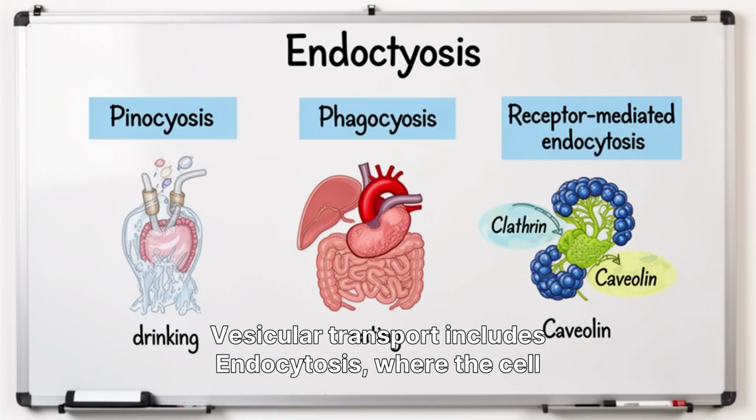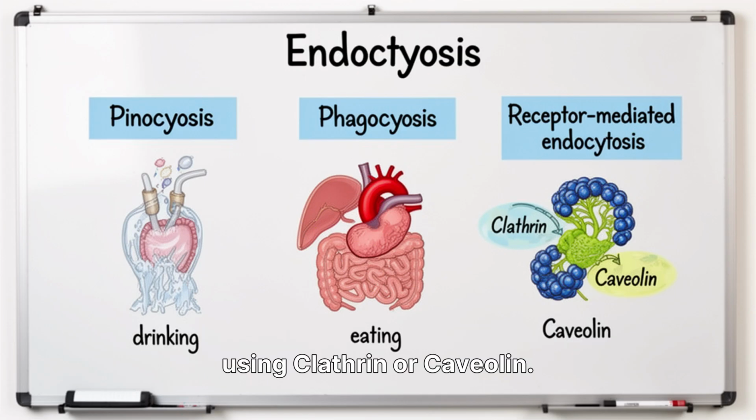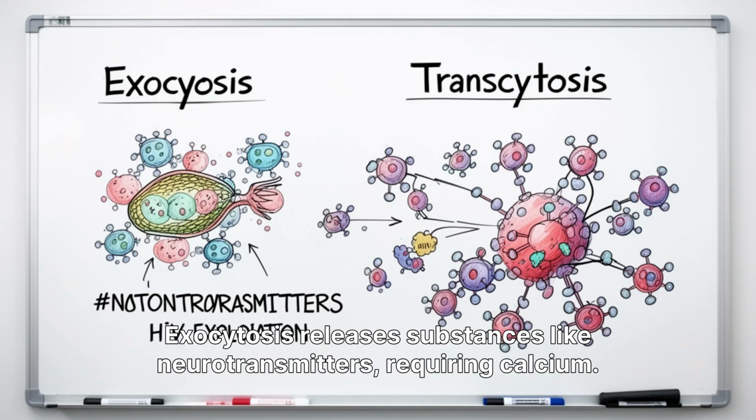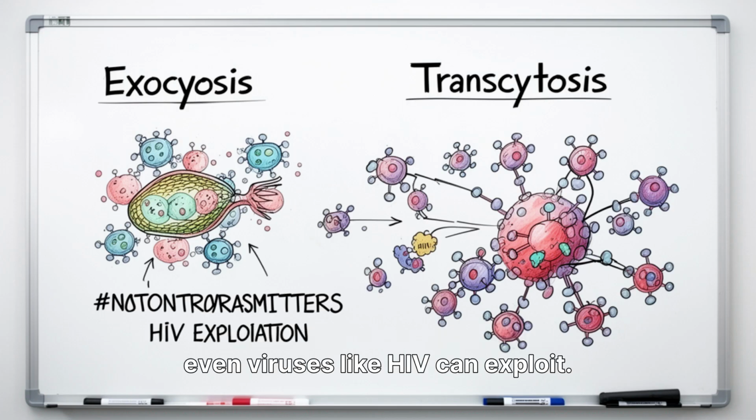Vesicular transport includes endocytosis, where the cell takes in substances. Types include pinocytosis, phagocytosis, and receptor-mediated endocytosis using clathrin or caveolin. Exocytosis releases substances like neurotransmitters, requiring calcium. Transcytosis moves proteins across cells, a mechanism even viruses like HIV can exploit.